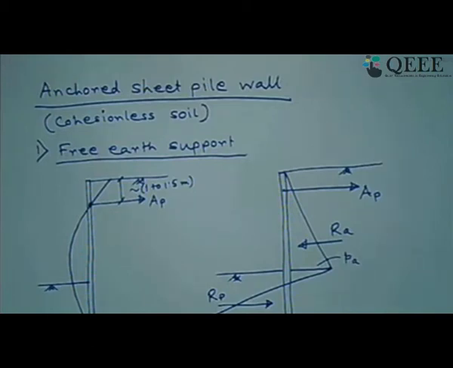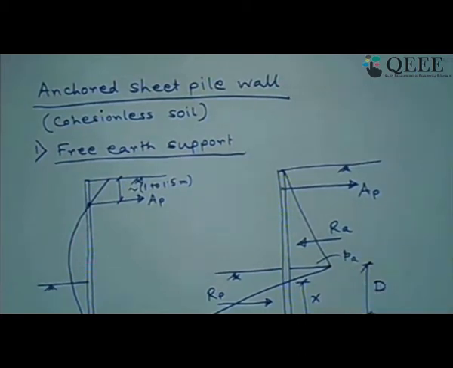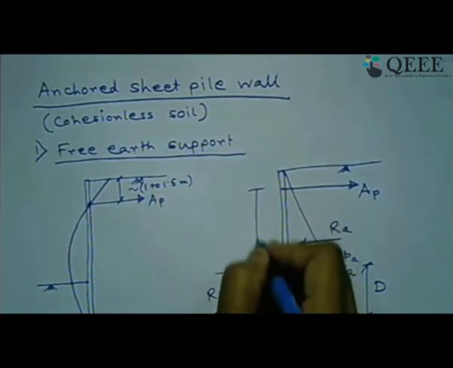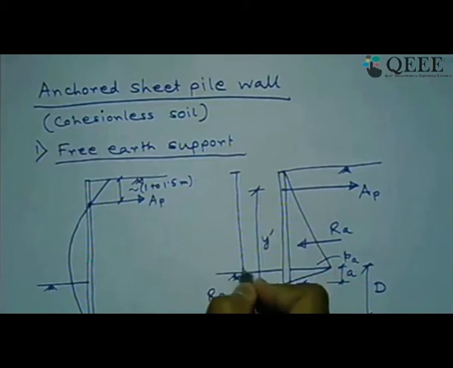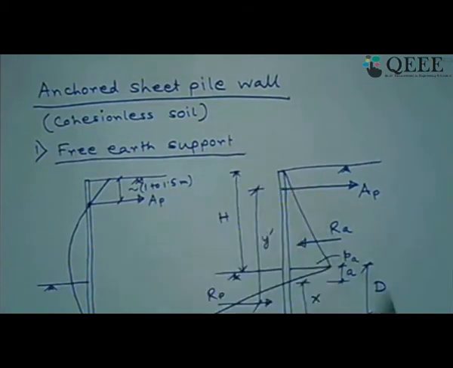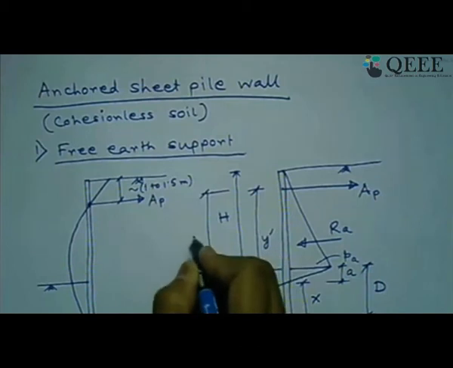What will be this intensity of pressure? That is nothing but, if this distance is x, gamma times Kp minus Ka times x. And what is this entire embedment depth we are considering here? Let us say D. This distance is small a, let us say, and from here to here, this distance we consider as y dash. This is the height of level difference h, and from here to here, let us say this is h3.